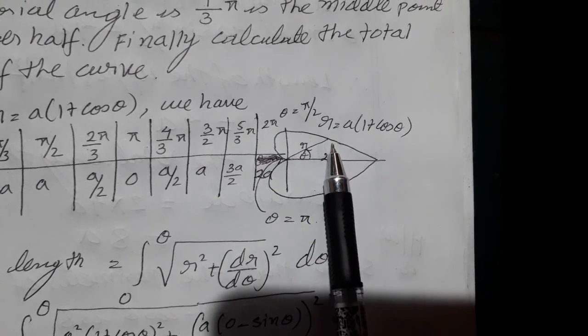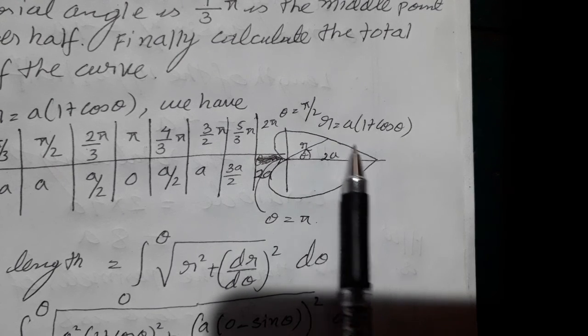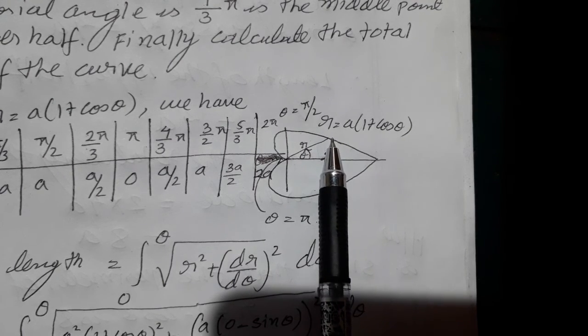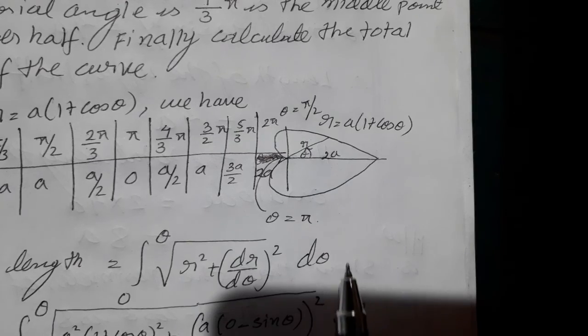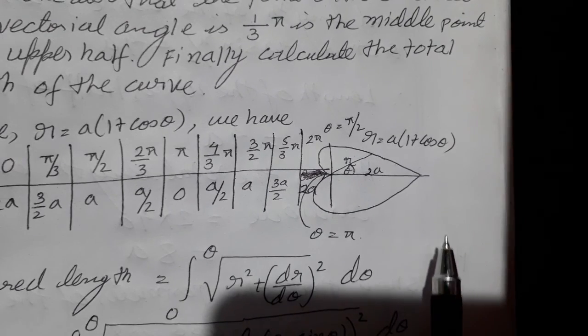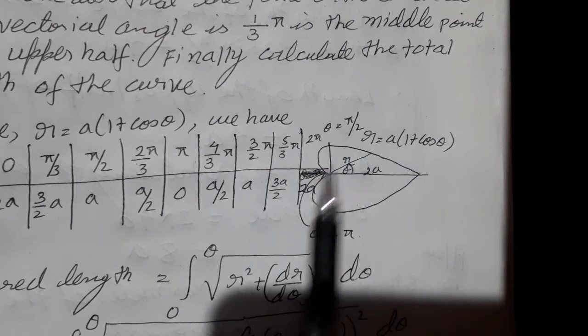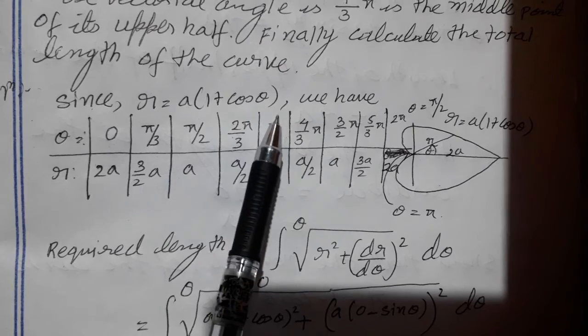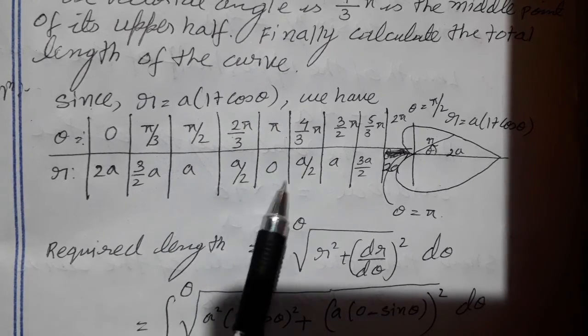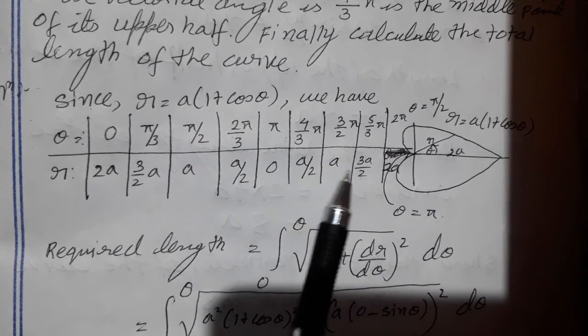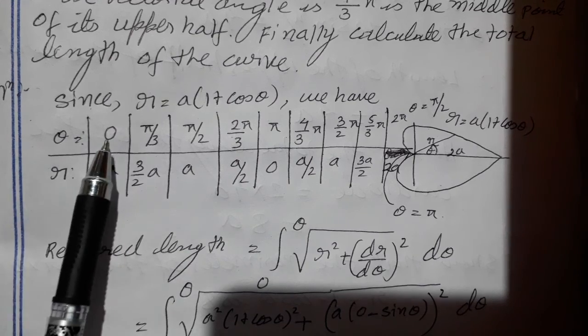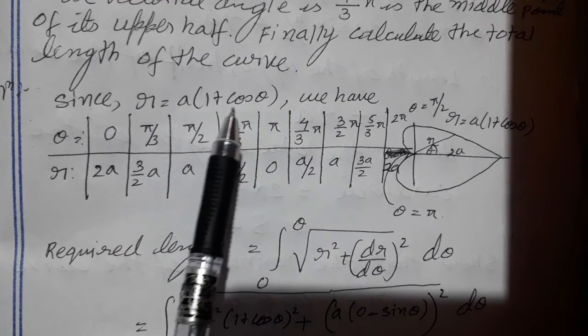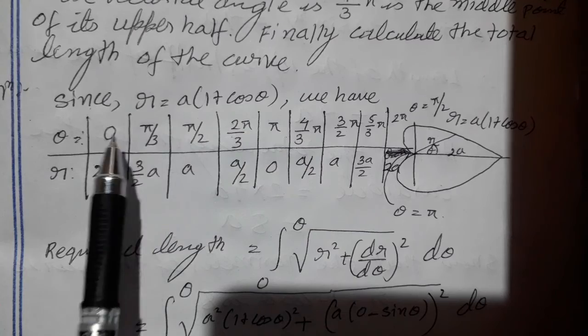this is called the lower half. So when the angle is π/3, this will be the middle point of the upper half. We have to show that, and we have to find the total length of this curve also. So since here we have taken r = a(1 + cos θ), so these points we are drawing just to draw the graph of this cardioid. So we have θ = 0, so 0 first we put here, then cos 0 is 1, so 1 plus 1 we get 2a.